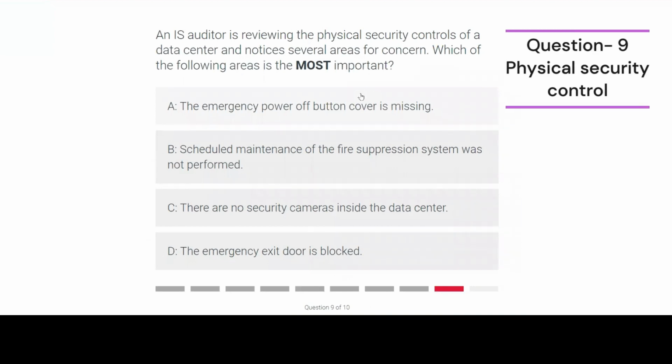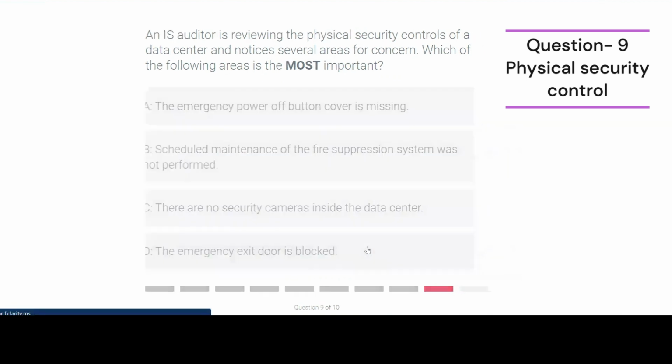An IS auditor is reviewing the physical security controls of a data center and notices several areas of concern. Which of the following areas is the most important? All these are concerns, but which is the most important? The emergency power off button cover is missing. Scheduled maintenance of the fire suppression system was not performed. There were no security cameras inside the data center. The emergency exit door is blocked. This is the very critical one.